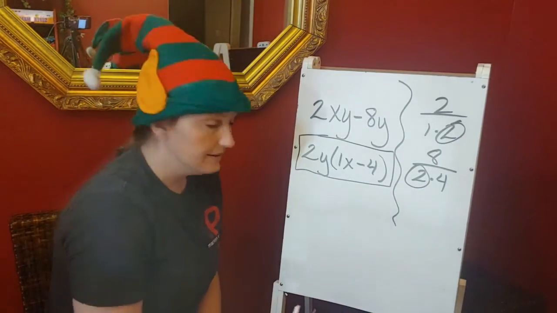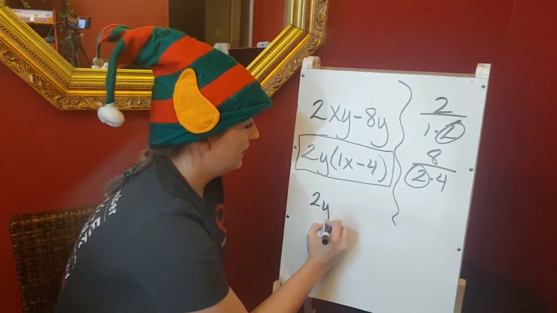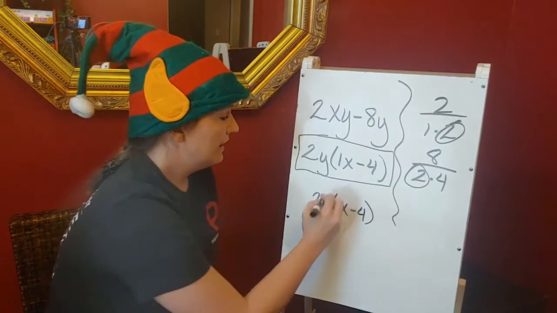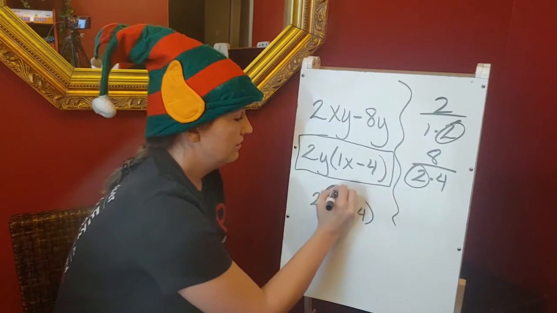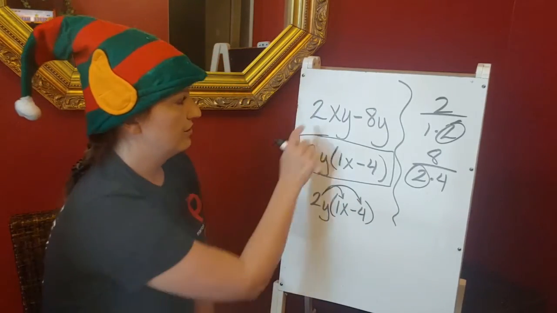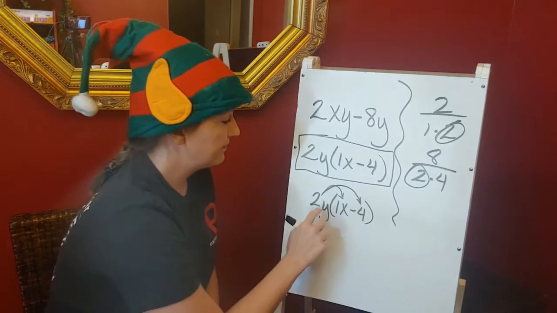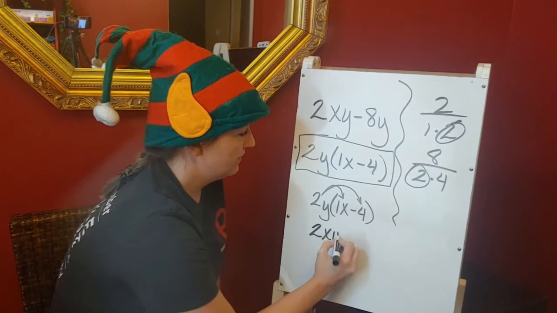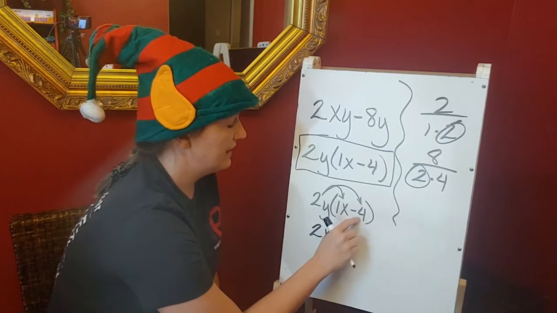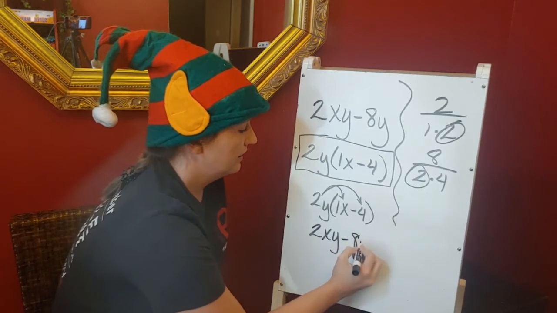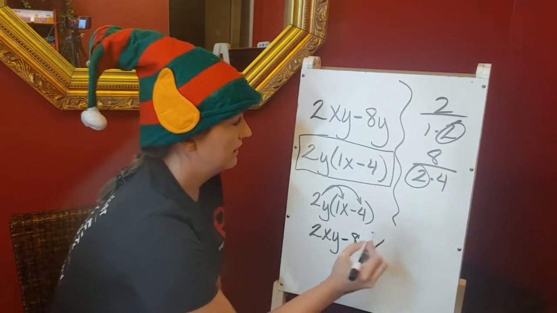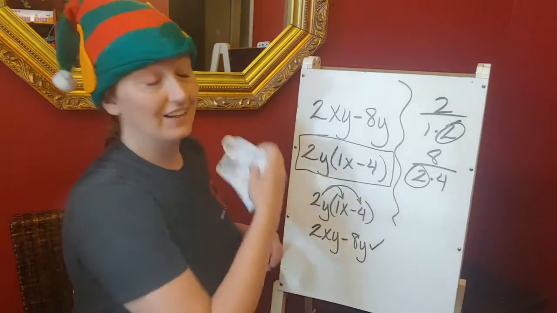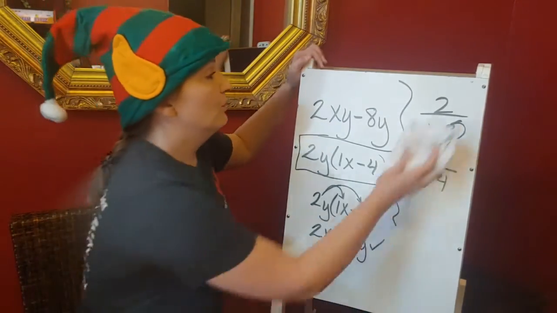Now to check this, I'm going to write 2y times 1x minus 4 down here. And I'm going to distribute my 2y to make sure that I get this first expression. So 2y times a 1x is a 2xy. 2y times a negative 4 is minus 8y. And so it checks out. Ta-da! All right, let's do one more.